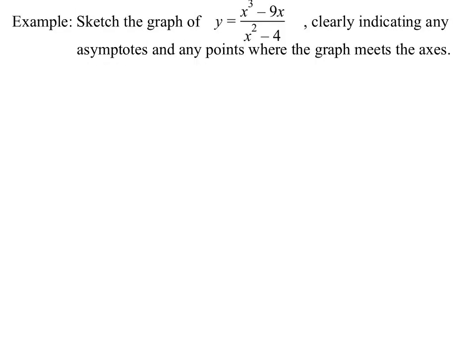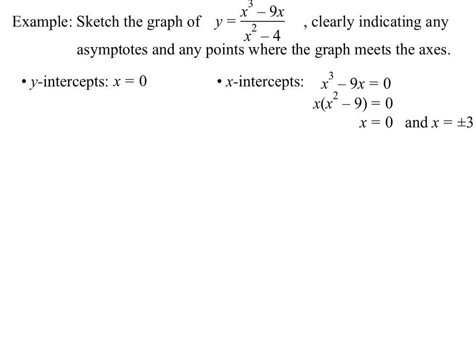Let's do an example. We're going to sketch this simple little one, x cubed minus 9x on x squared minus 4. We've got to find our asymptotes and where the graph meets the axis, in other words the intercepts. The y-intercept, x equals 0, is always the quick one to do, so we do that first. It's going to be, well, it is 0, isn't it? Now let's find the x-intercepts.